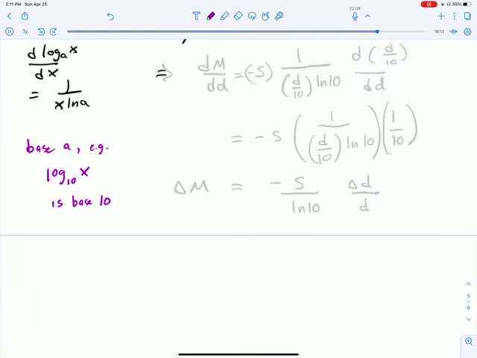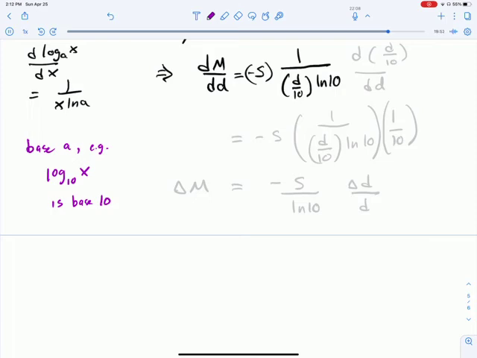So dm by dd is equal to, so I'm going to take the derivative of 5 log d over 10. That's minus 5, because there's a minus sign out front. Then I've got the log of d over 10. So I'm going to have 1 over d over 10 times the ln of, well, the base of this logarithm is 10. So d over 10 ln 10.